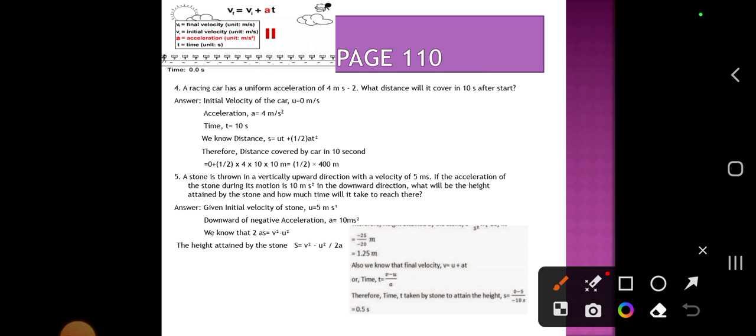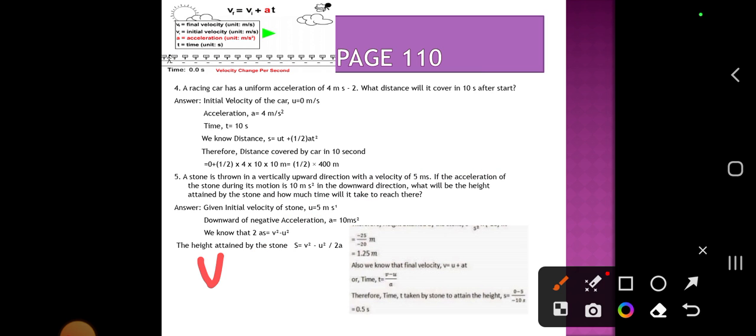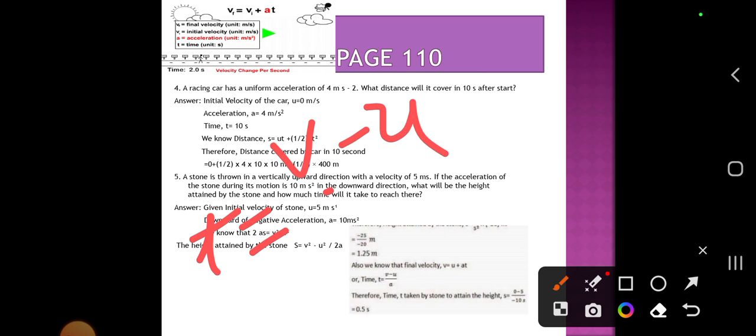Now we also know that the final velocity v is equal to u plus at. So time t, we also need to find. So t is equal to v minus u upon a. Therefore the time taken to attain the height is 0.5 second.